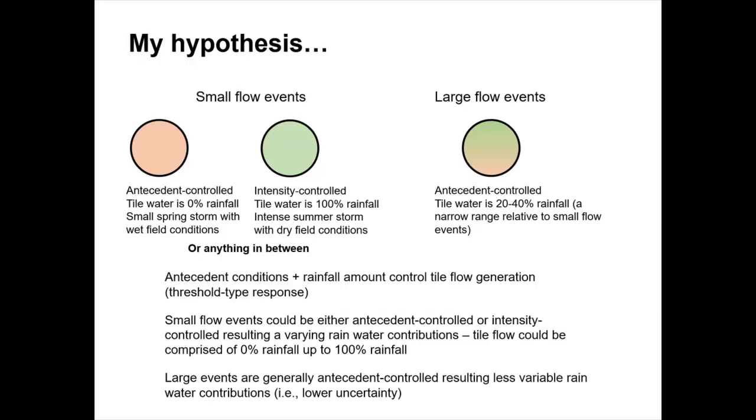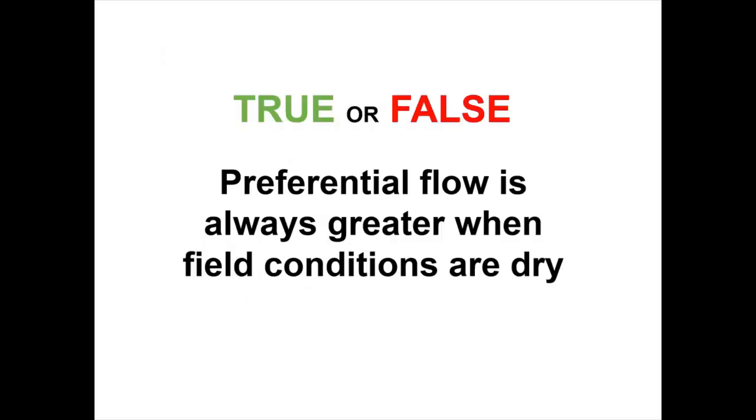So small flow events could be 0% preferential flow. They could be 100% preferential flow. And that's where we'd see big variations in nutrient concentration. But the large events are probably fairly consistent.